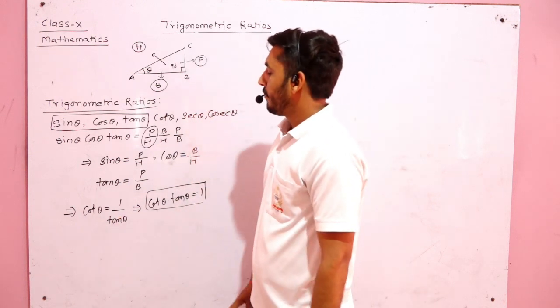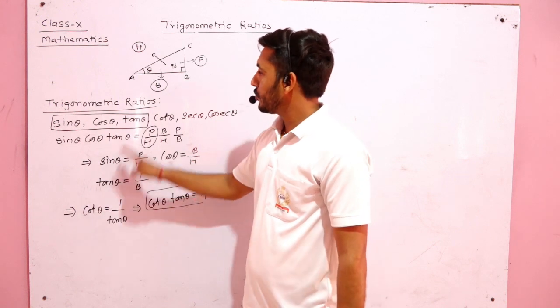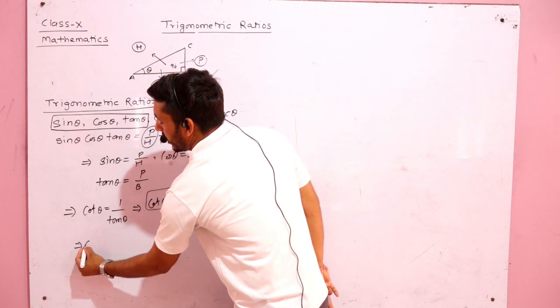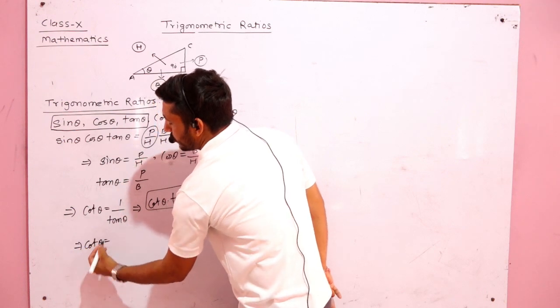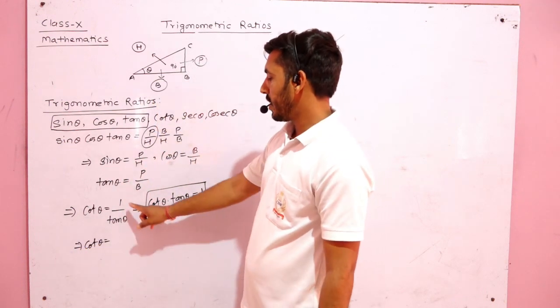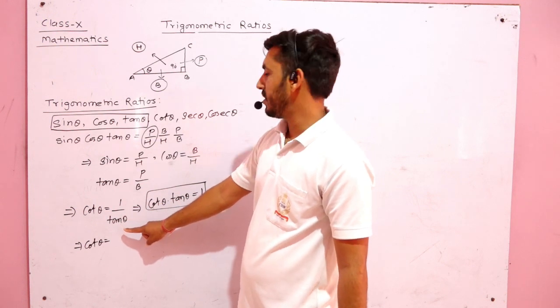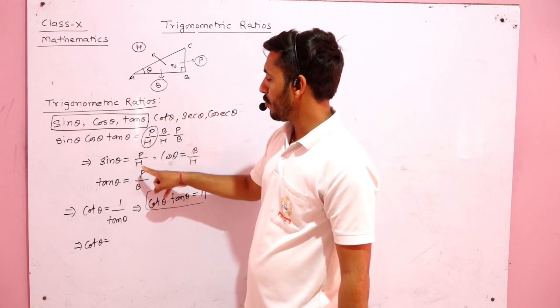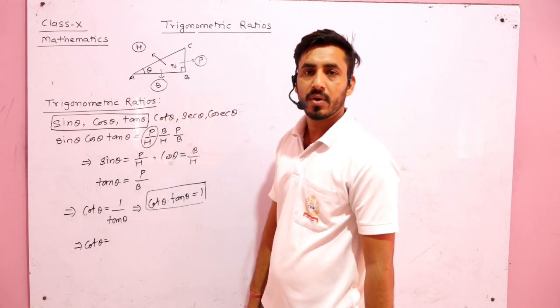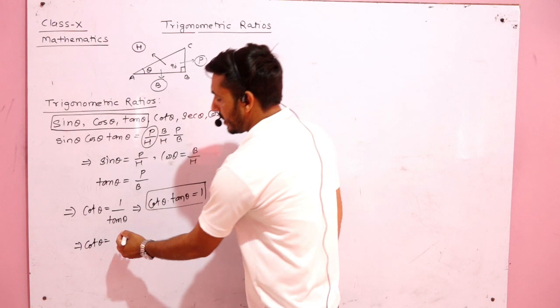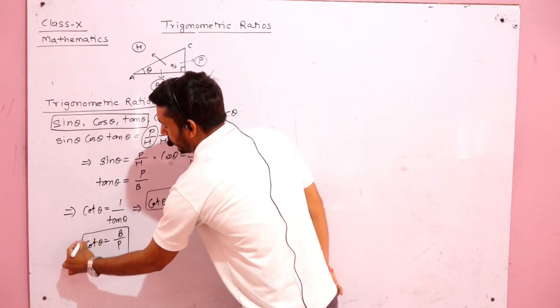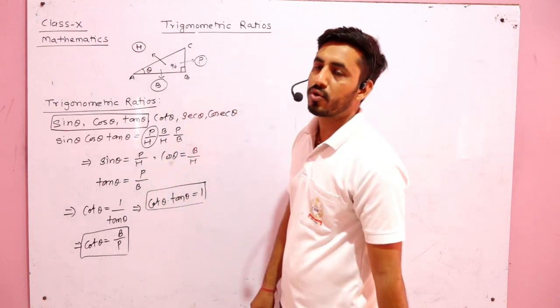And if I am finding cot theta in terms of the three sides, then cot theta is equal to the opposite of tan theta. Here tan theta is equal to P upon B, so cot theta will be the opposite of P upon B, meaning B upon P. This is the relation of cot theta.